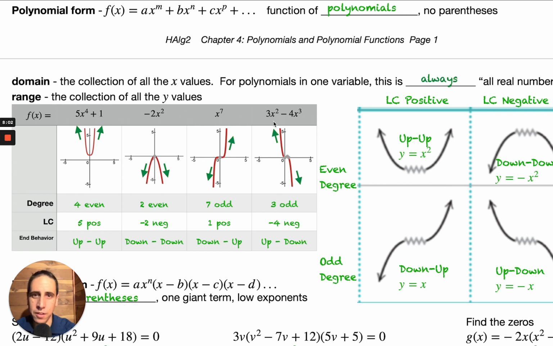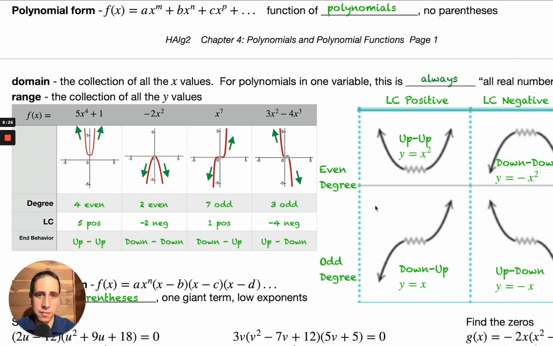Here, the degree is 3, not because of the first term that's written, but the second term that's written a little bit out of order. That's okay. The degree is 3, which is an odd number. The leading coefficient is negative 4, and we note that that's negative. And so the end behavior is going to be up, down. We're going to call it up, down.